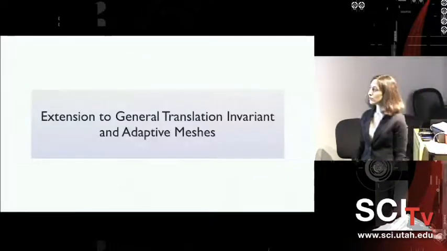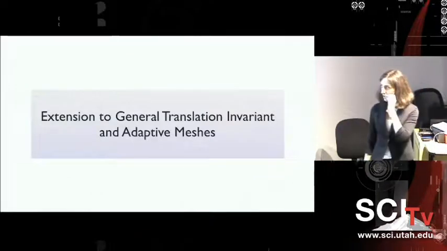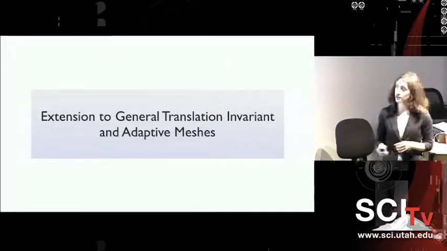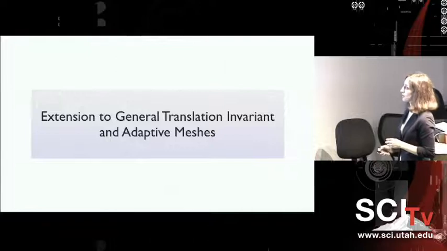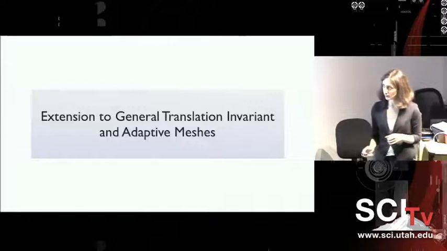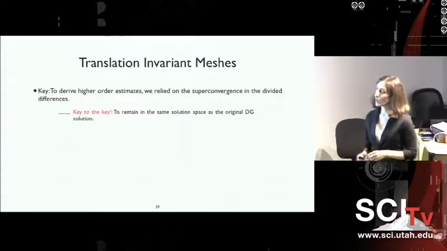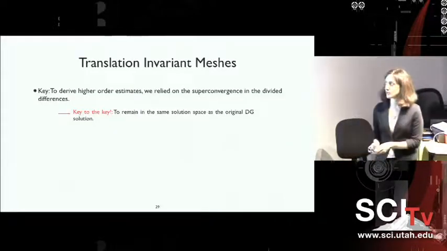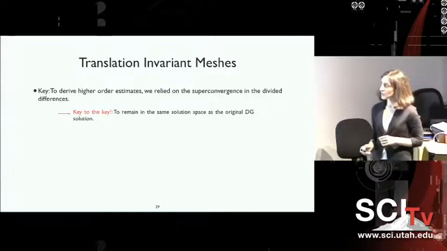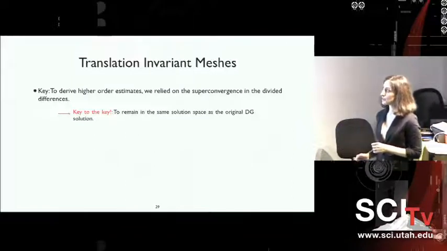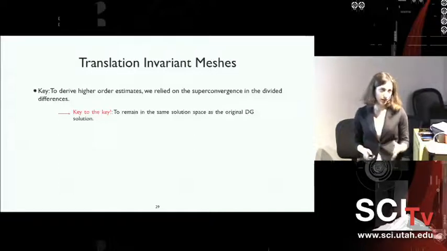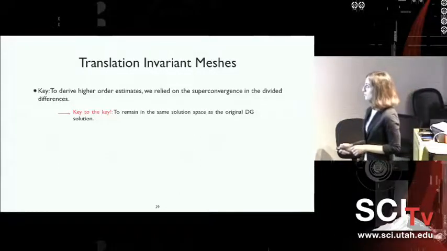Okay, so now I'm going to talk about the extension of the SIAC filter for more general triangulations, including what we call the translation invariant meshes, and also an example of adaptive mesh. So, as I showed before, to derive higher order estimates, we relied on the superconvergence in the divided differences. And for that, we try to stay in the same solution space as the original DG solution so that we can use the already available error estimates for DG.